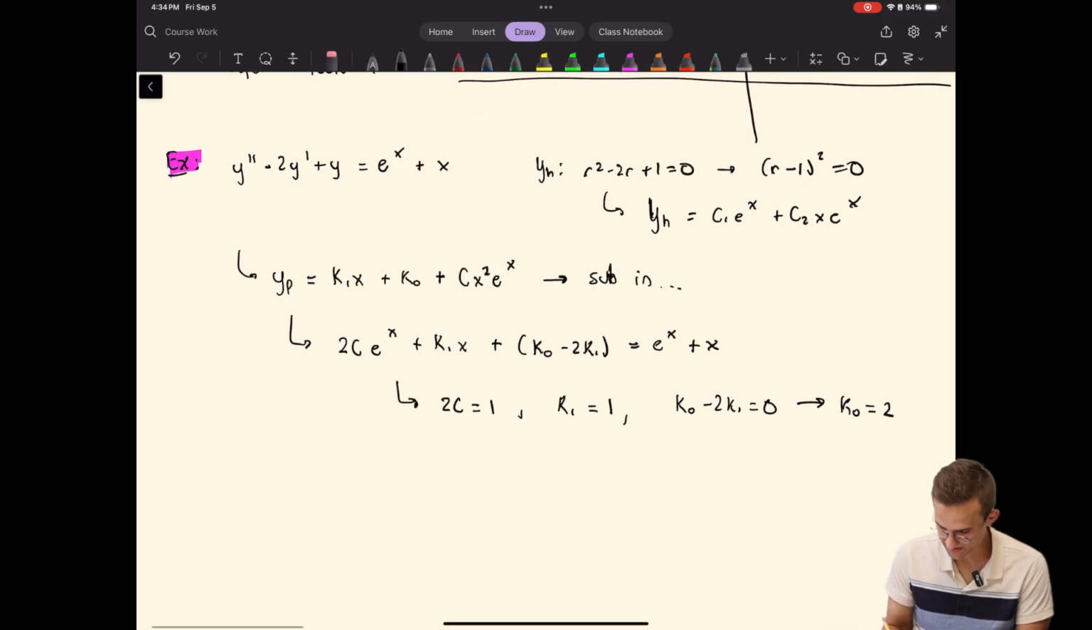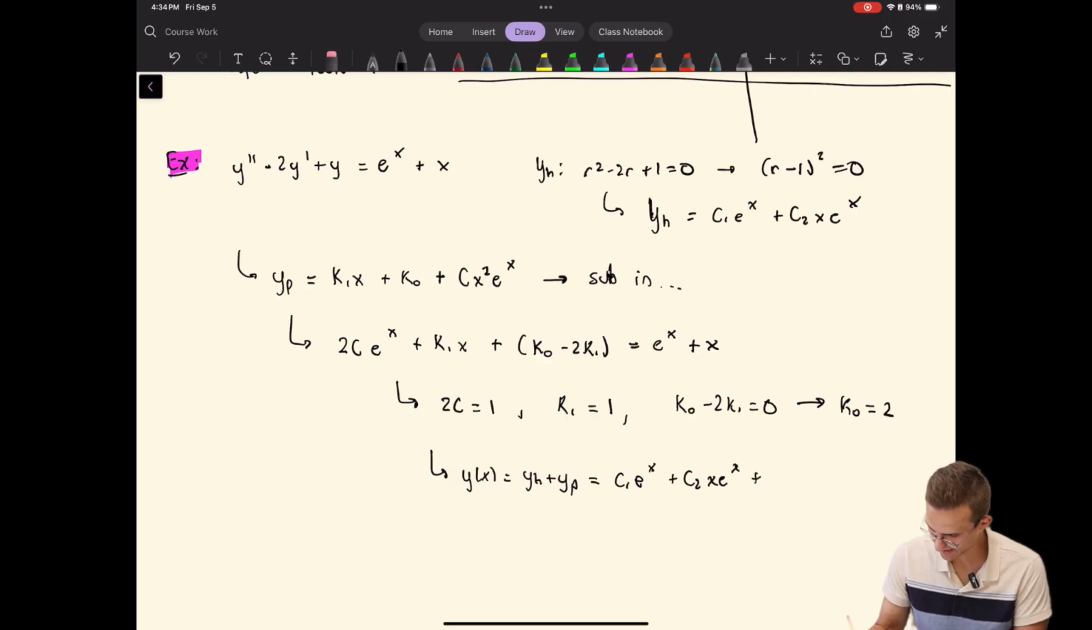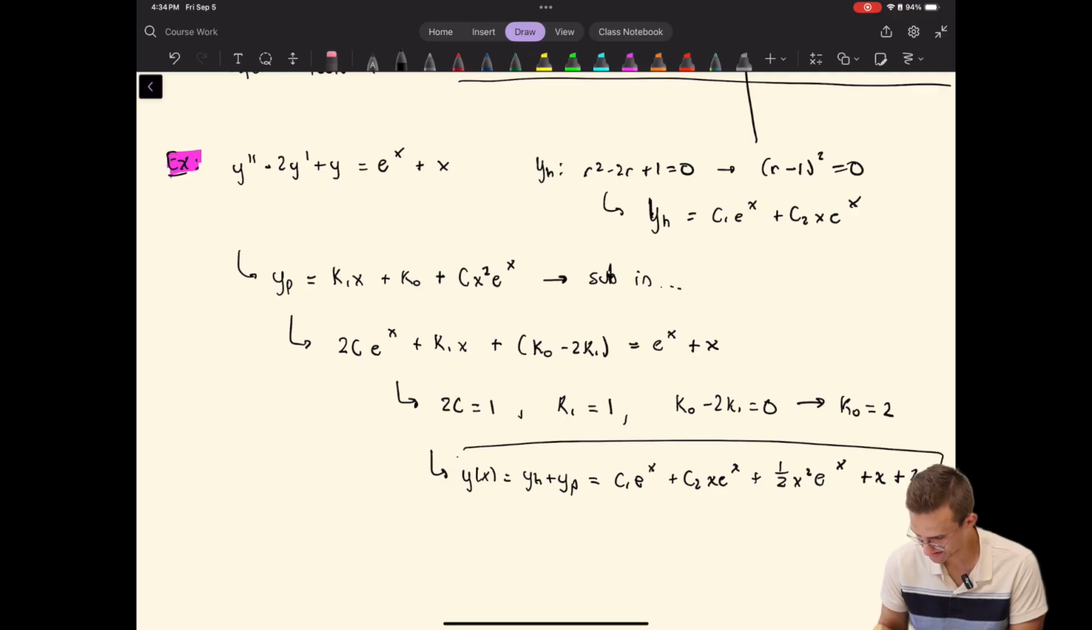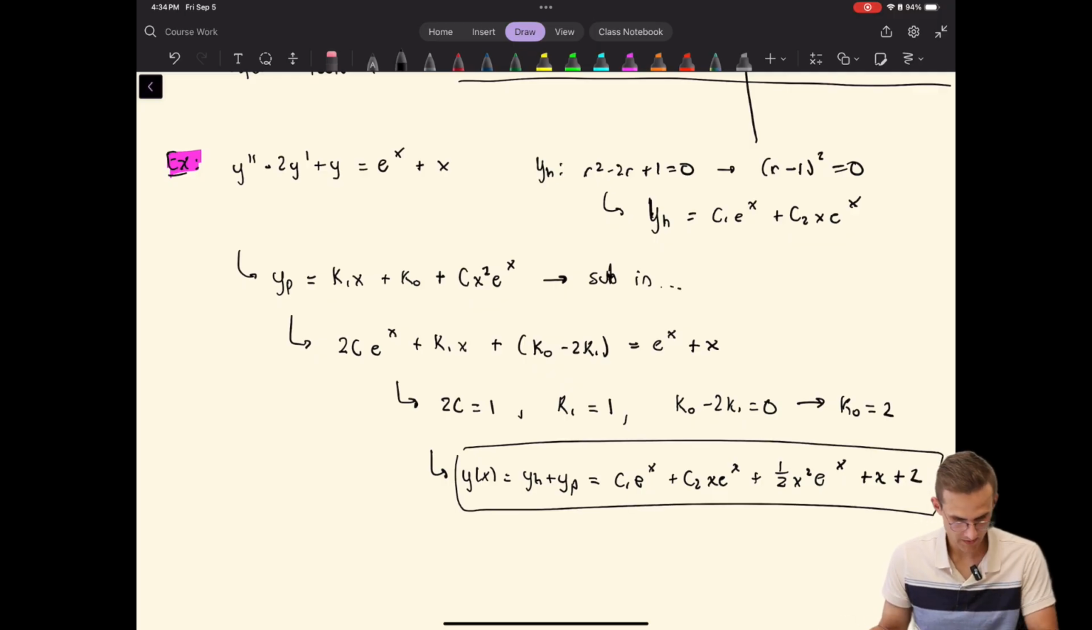Okay, and so then the final solution becomes y of x is equal to yh plus yp, which is c1 e to the x plus c2 x e to the x plus 1/2 x squared e to the x plus x plus 2. And that is your solution in this case. Okay?